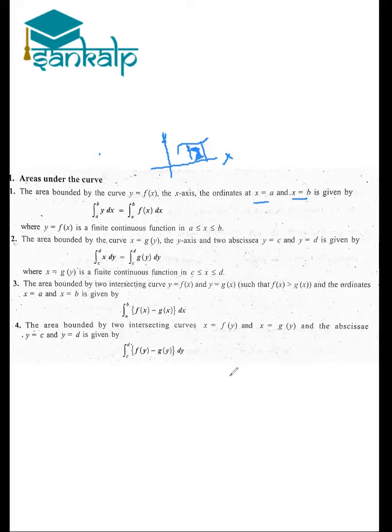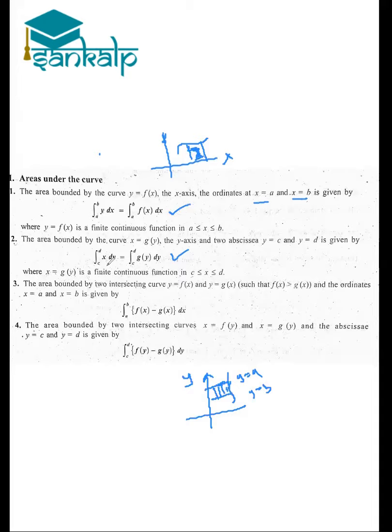Similarly, when we are considering the area bounded by the curve, y-axis, and the lines y equal to c and y equal to d, we are using the formula integral c to d of x dy, which is equal to integral c to d of g of y dy. So when it is bounded with respect to x-axis, we are integrating with respect to dx. When the area is bounded by y-axis, we are integrating with respect to dy.